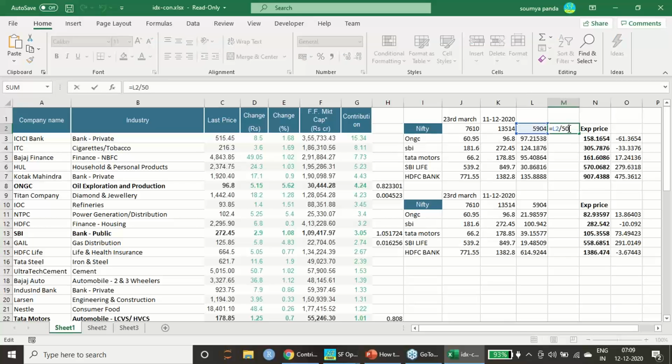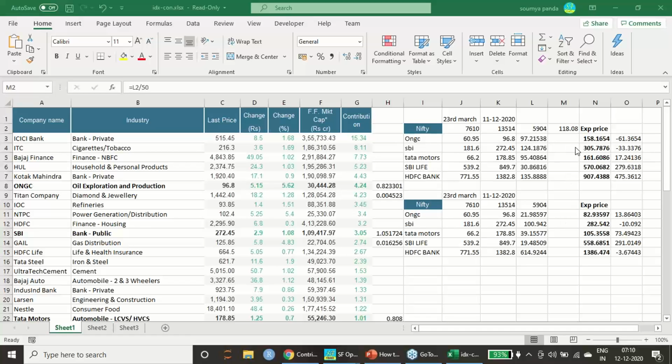What we have to do here: there are 50 companies in the Nifty, as all of you know. Whatever 5,904 points of movement happened from the 52-week low to this point, I am assuming all 50 companies have contributed equally to this 5,904 points of movement. So I divided it by 50 and got 118 points of movement. This is my assumption. It is not the true thing that they have moved in this proper way.